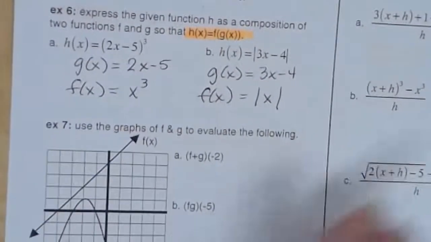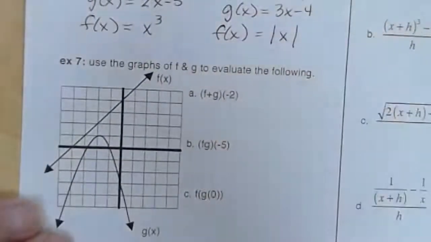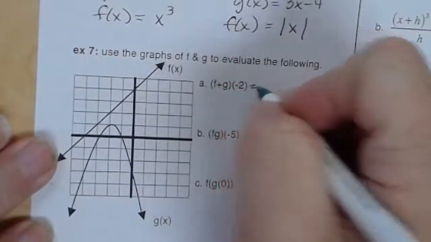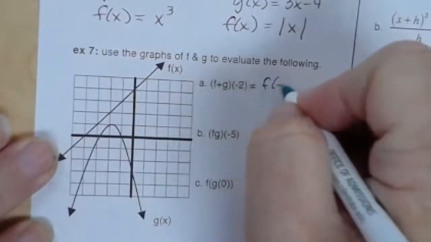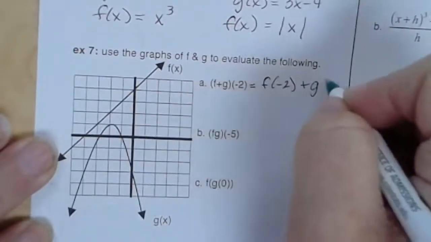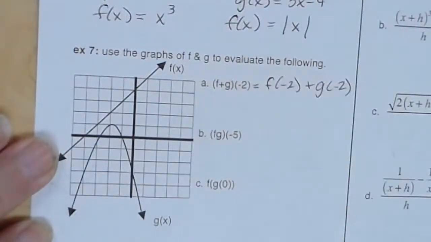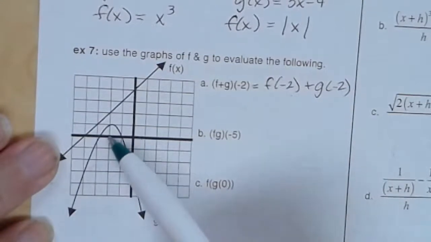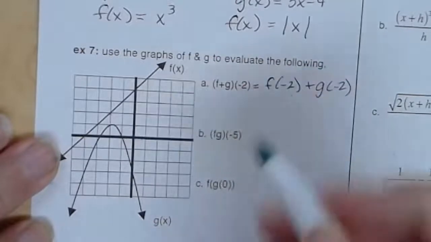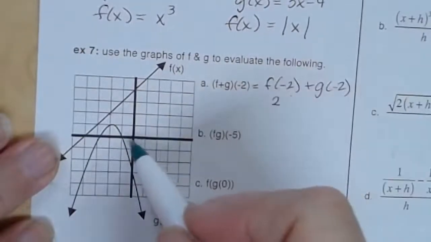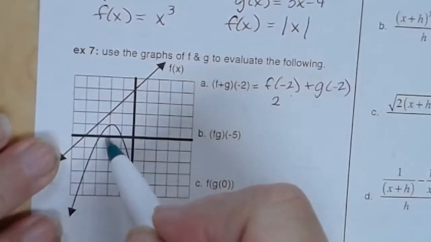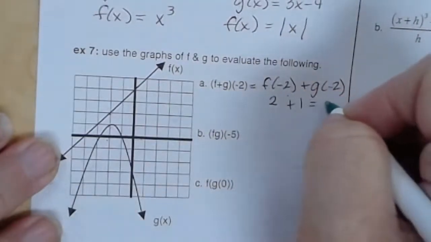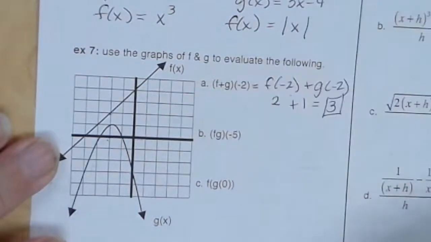So now we're going to deal with a graph, and we're going to write out what each of these things means in order to do this. So this right here means f of negative 2 plus g of negative 2. So we look at our graph. When x is negative 2, where do I hit my f graph? At 2. When x is negative 2, where do I hit my g graph? At 1. And so 2 plus 1 equals 3.